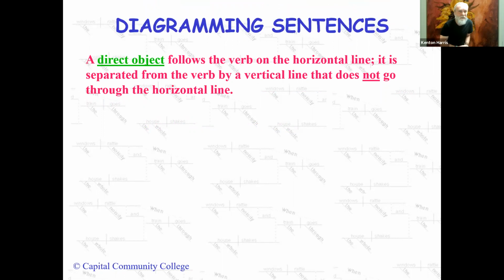Now, if a sentence has a direct object, then that direct object goes on the horizontal line, but it's separated from the verb by another vertical line. But to distinguish the second vertical line from the first, the second vertical line does not go all the way through the horizontal line, okay? So, the glacier is slowly destroying the forest. So again, ask yourself, what's the subject? What's the verb? In this case, what is the direct object? All right, once you have those, you can start building your sentence.